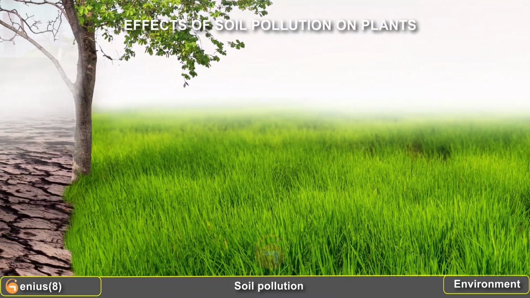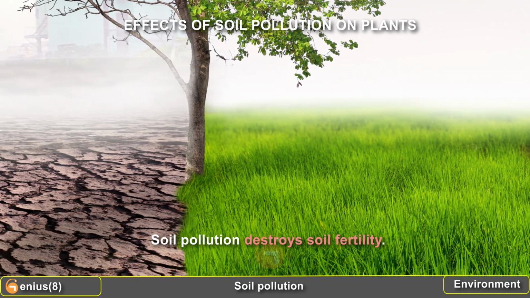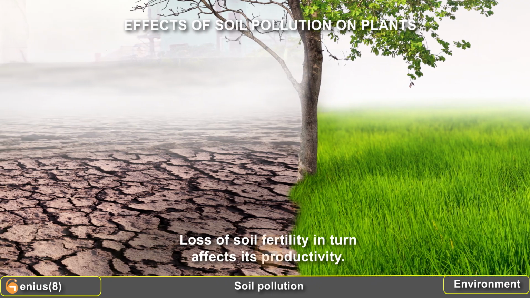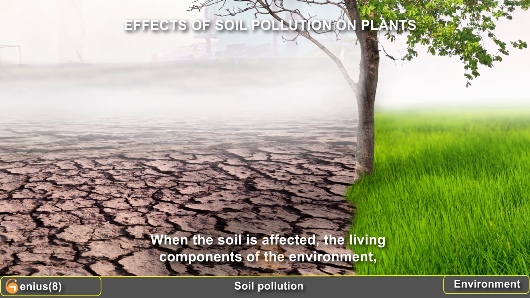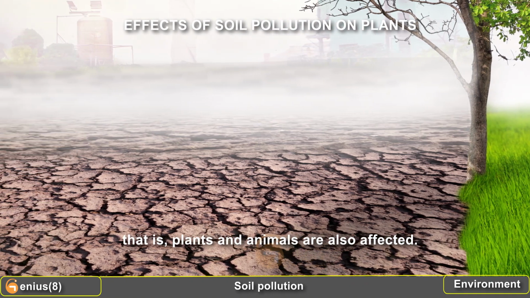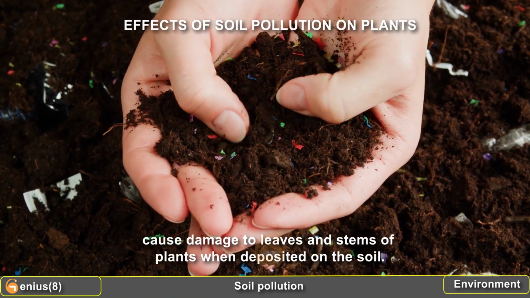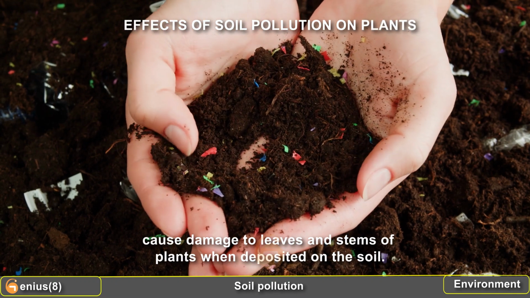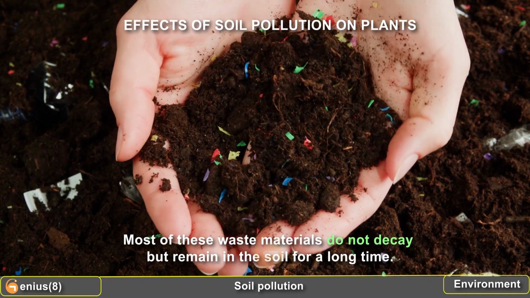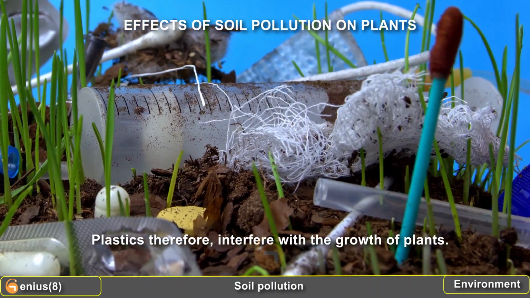Effects of soil pollution on plants. Soil pollution destroys soil fertility. Loss of soil fertility in turn affects its productivity. When the soil is affected, the living components of the environment, that is, plants and animals, are also affected. Plastics such as polythene papers and other waste materials cause damage to leaves and stems of plants when deposited on the soil. Most of these waste materials do not decay but remain in the soil for a long time. Plastics, therefore, interfere with the growth of plants.